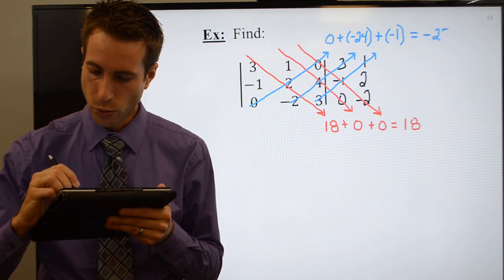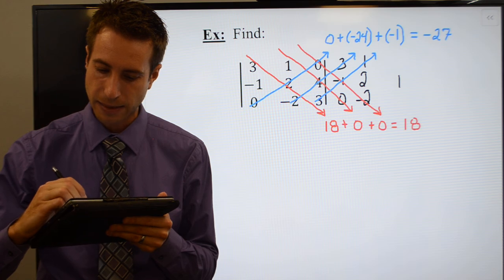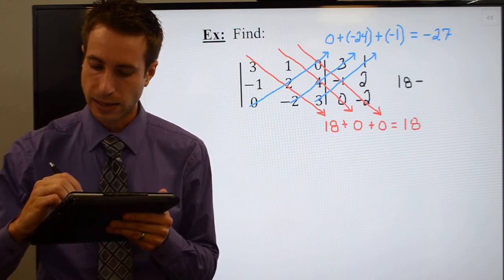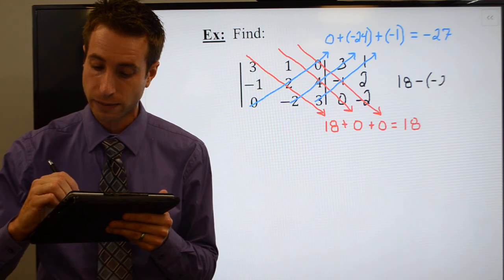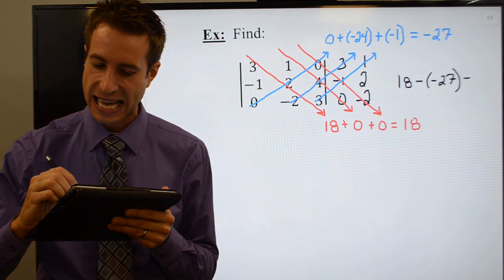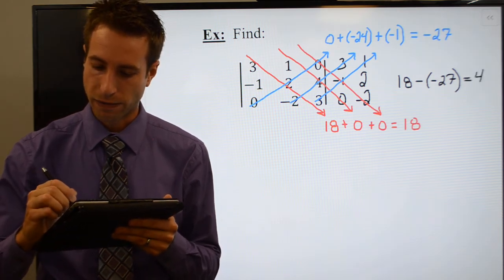Well, remember, the way to finish this off is it's bottom minus top, so 18 minus, careful, watch your signs here, it's minus a minus 27. You'd have to add the opposite, and when you do that, I wind up with a 45.